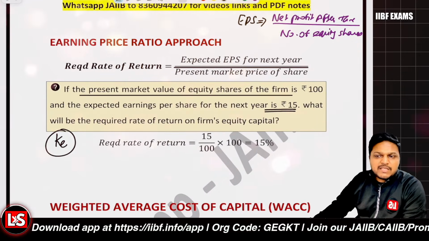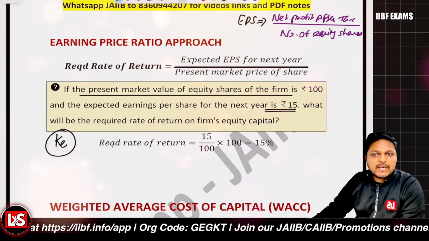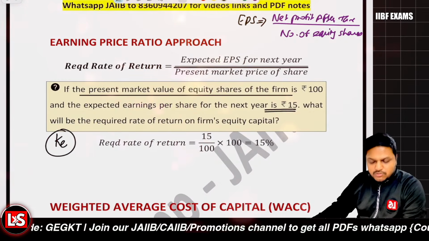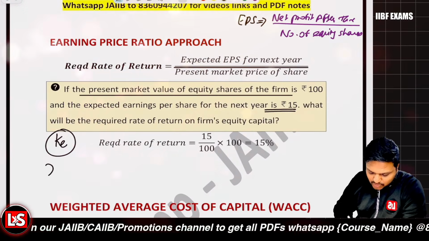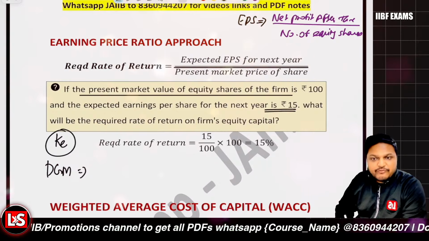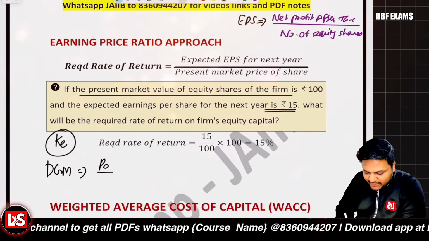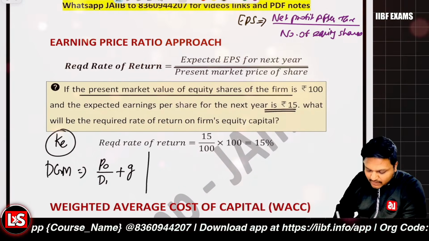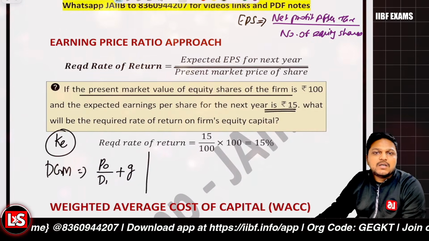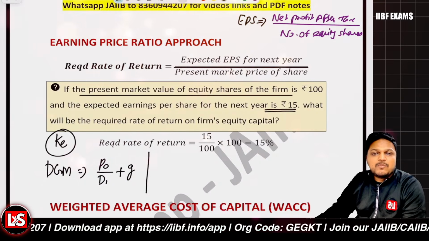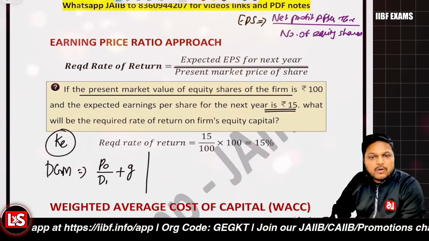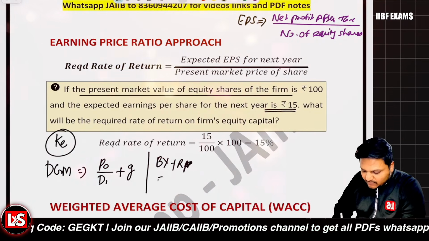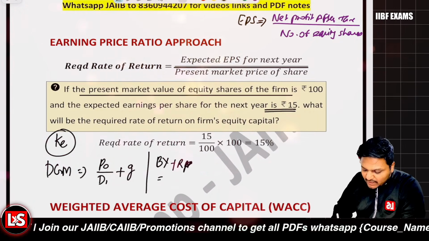So in a nutshell, this is the fourth approach. The third one was the DGM approach. What was the formula for DGM? Very easy. Present value divided by the dividend for the first year plus the growth rate. That was the formula. And if we are to talk about the bond yield plus risk premium approach, what was the formula? Simple, bond yield plus risk premium.